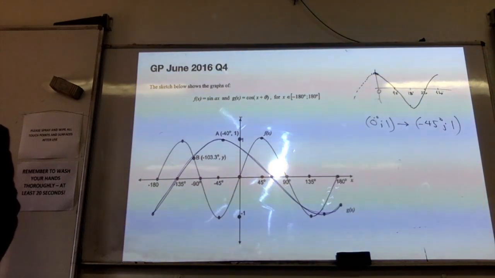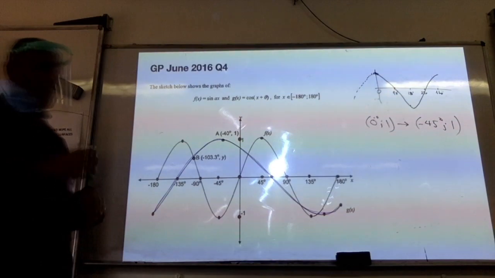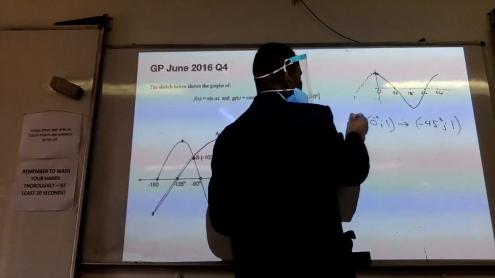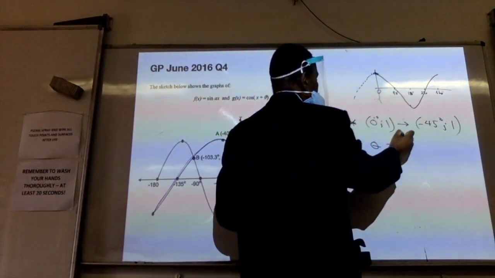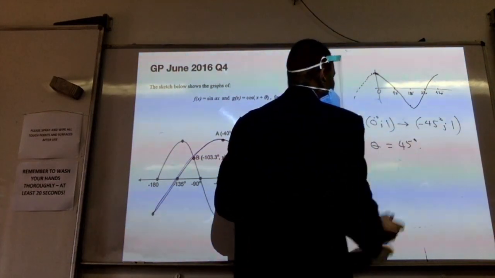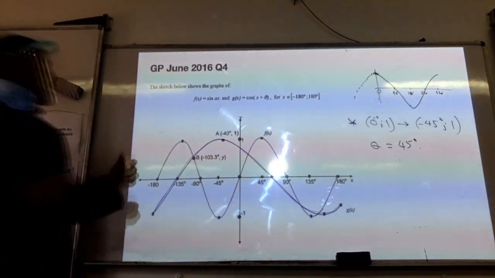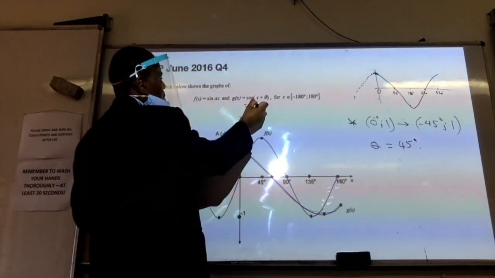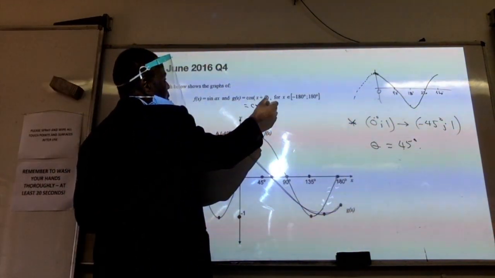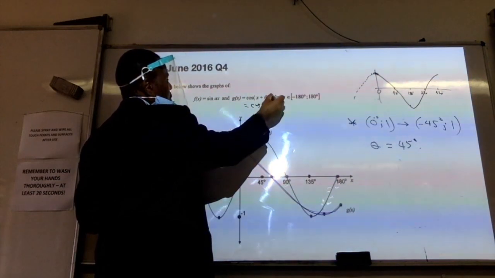So what does that make theta equal to? 35. So theta should be equal to positive 35. You don't even have to write this. So theta is equal to 45 degrees. And why we want it equal to 45 degrees is so that if we come here to substitute, we will get something like cosine of x plus 45.